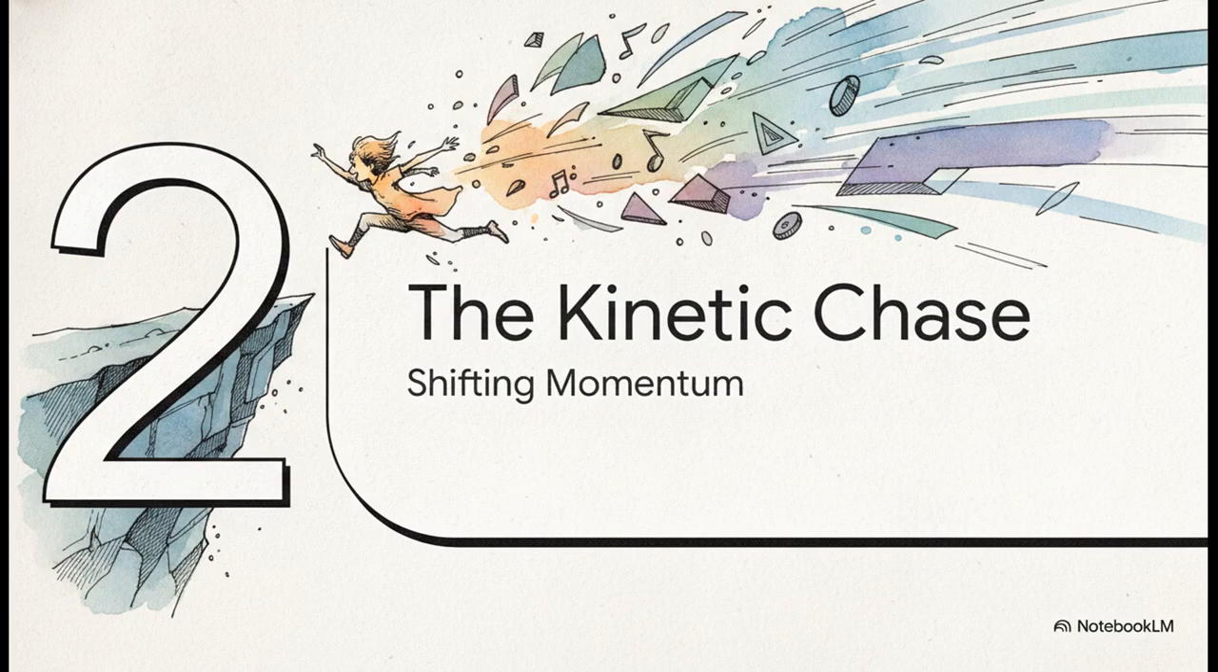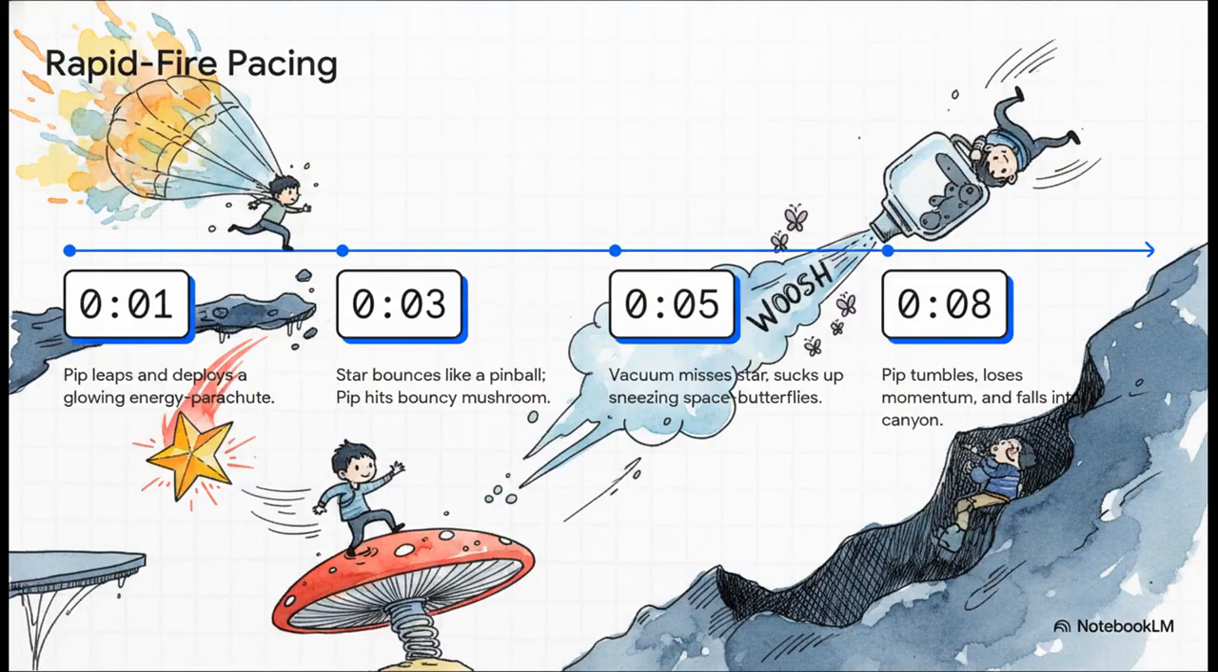Section 2. The kinetic chase sequence. Shifting momentum. All right, buckle up because we are transitioning into the second pillar of our scene with some truly rapid-fire pacing. The text specifically cues fast-paced, playful music right as Pip leaps. At second 1, Pip deploys a glowing energy parachute.